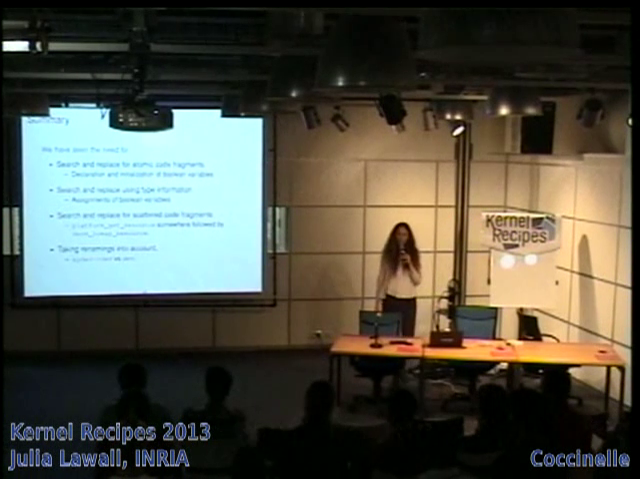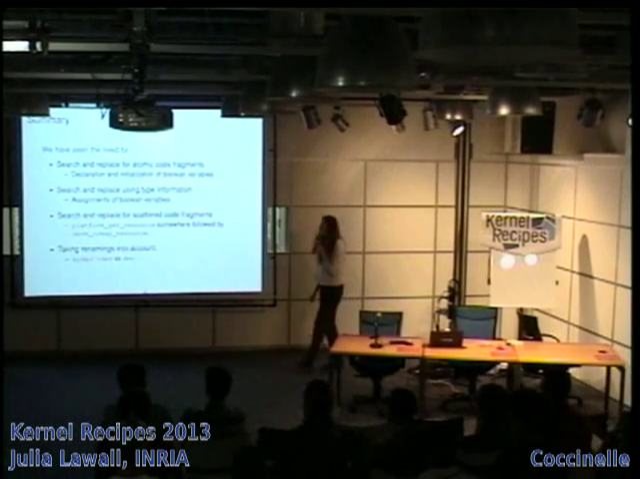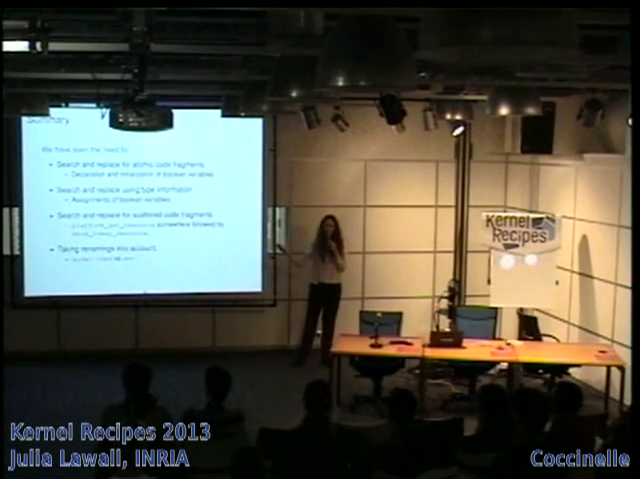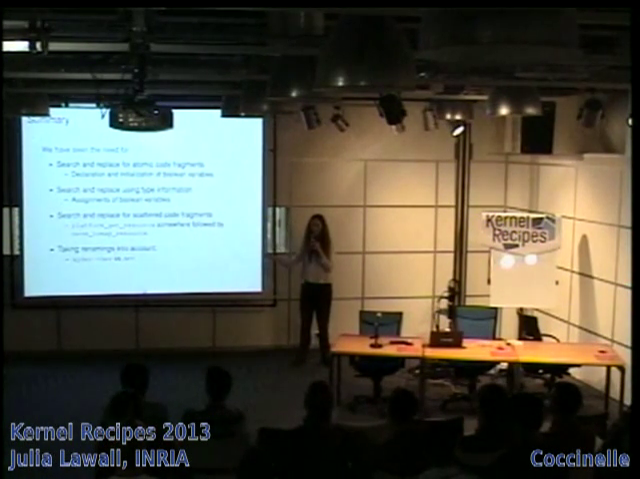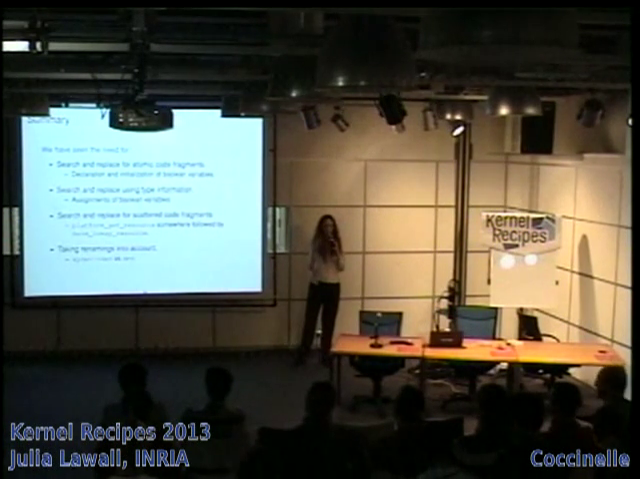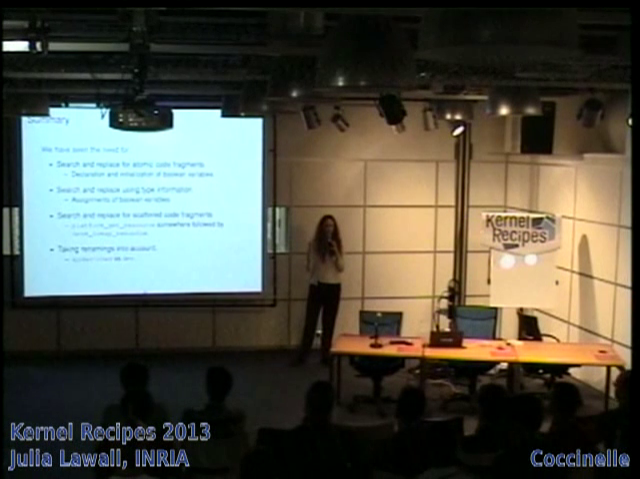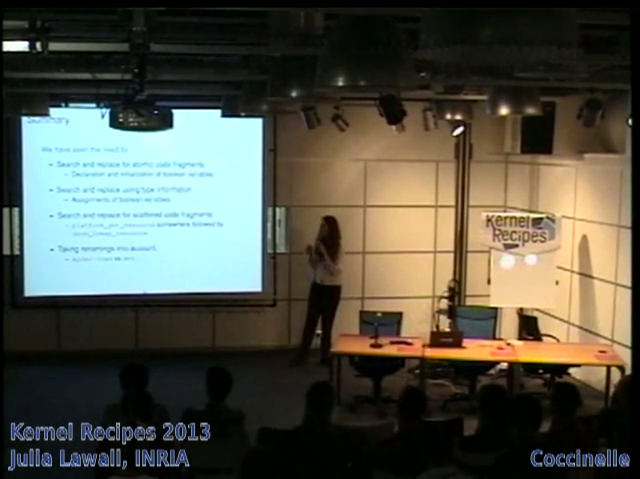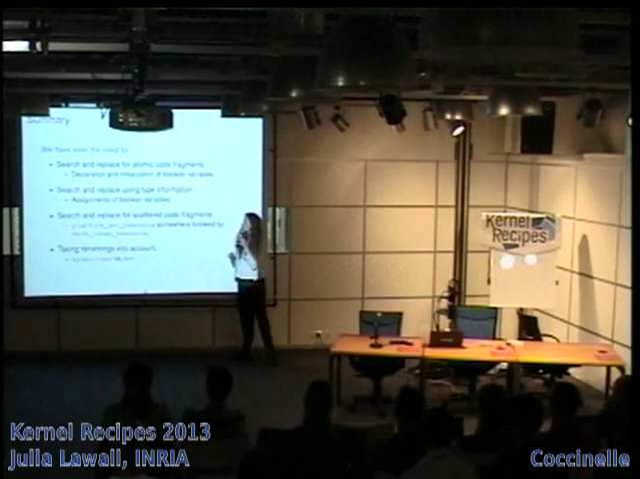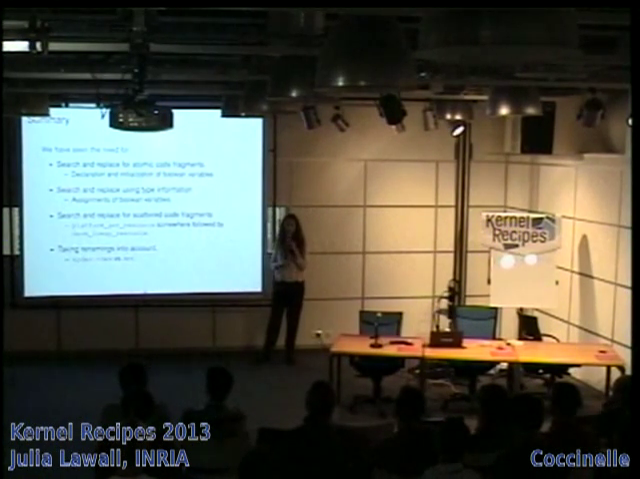Okay, so in summary, what we have seen the need for is a way of basically searching for different code patterns and making transformations in them. So the very simple case is we just want to look for an atomic thing where we have all of the information available in the syntax. So we saw that with the declaration and initialization of Boolean values. In a slightly more complicated case, we need some extra information, so we have the type information.